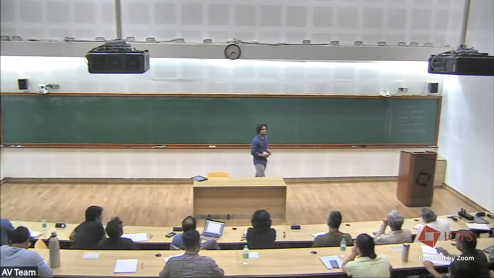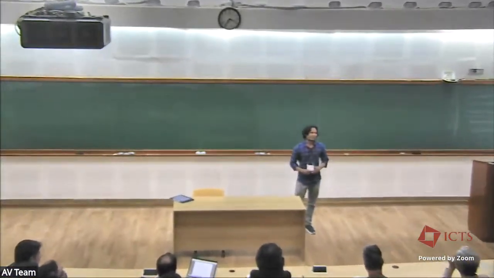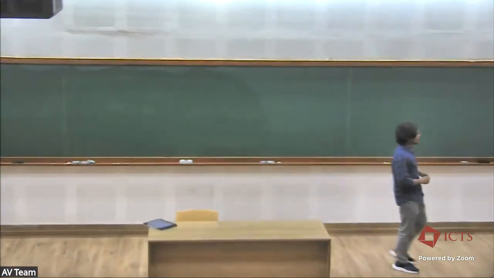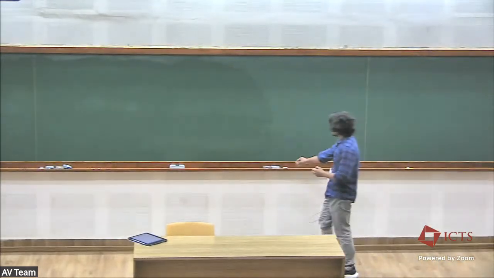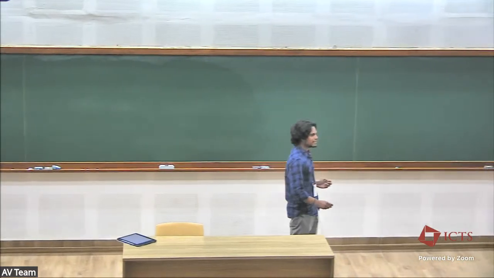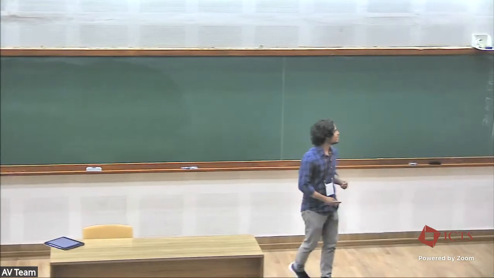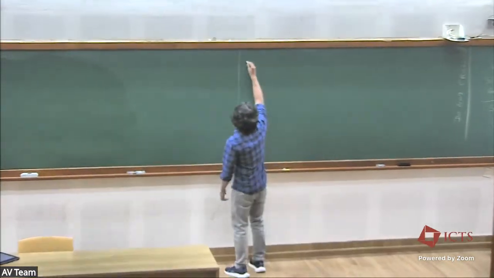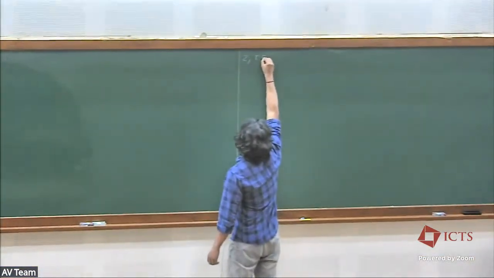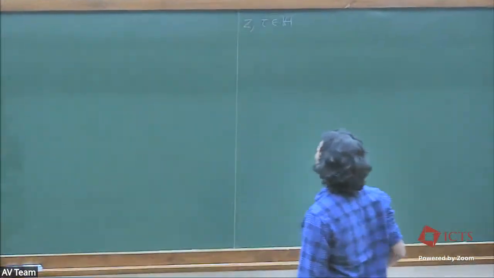Thank you for the introduction. Let me start by thanking the organizers for the opportunity to give a talk here. So let me start with the monster denominator identity that we are trying to generalize. I will use both z and tau in the upper half plane.